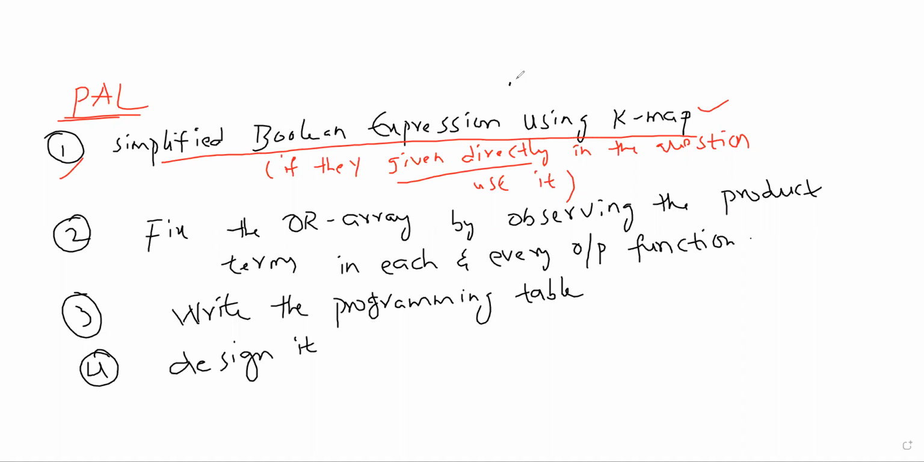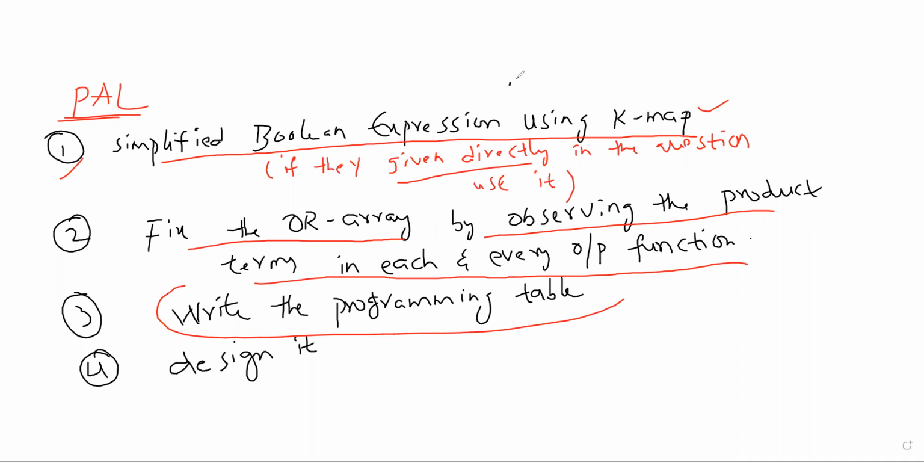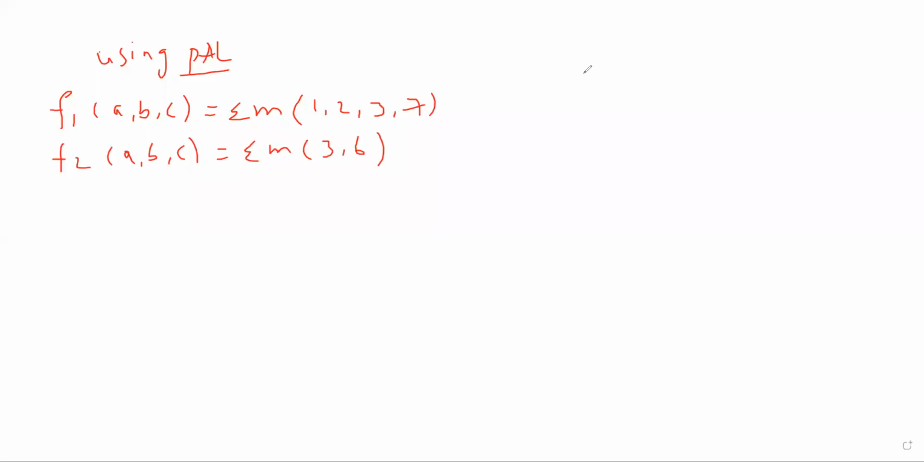The second step is we have to fix the OR array by observing the product terms in each and every output function. Then the very important step is we have to write the programming table. That is a very important step. After that we have to design it. Is it clear? Now we will see an example. We have to implement the following Boolean function using PAL. f1 of a, b, c is equal to summation m of 1, 2, 3, 7, and f2 of a, b, c is equal to summation m of 3, 6.